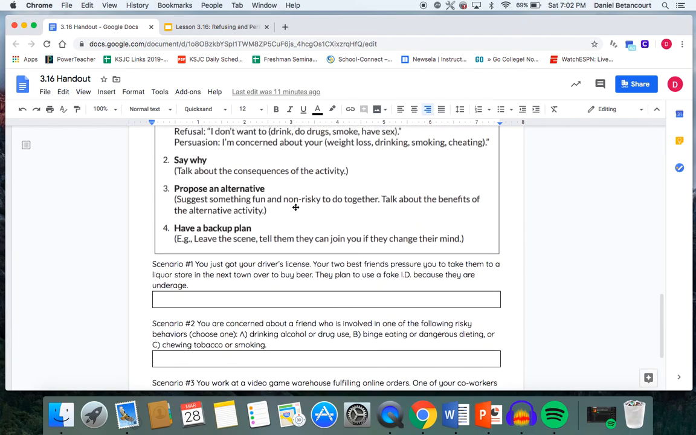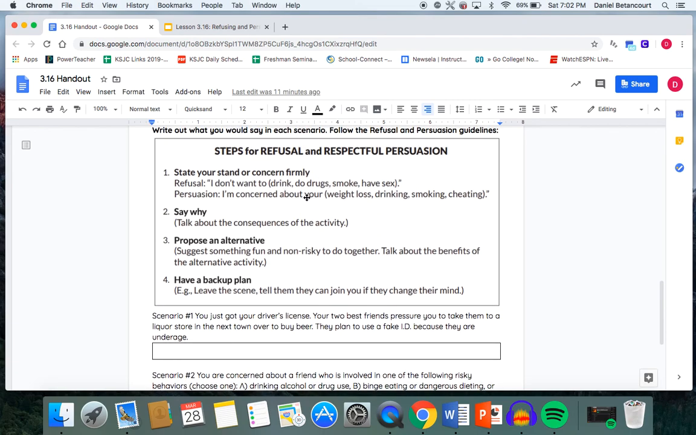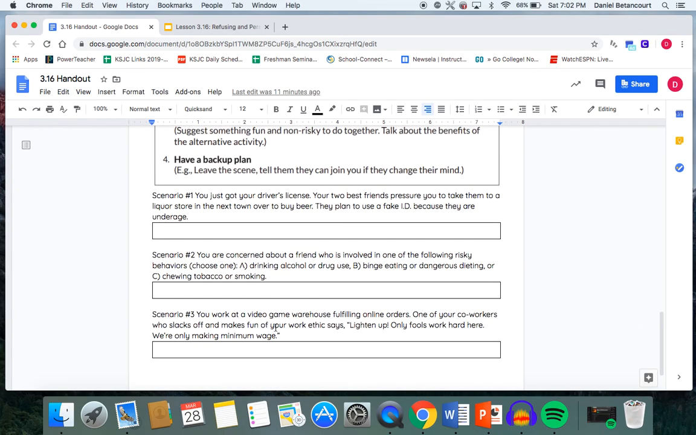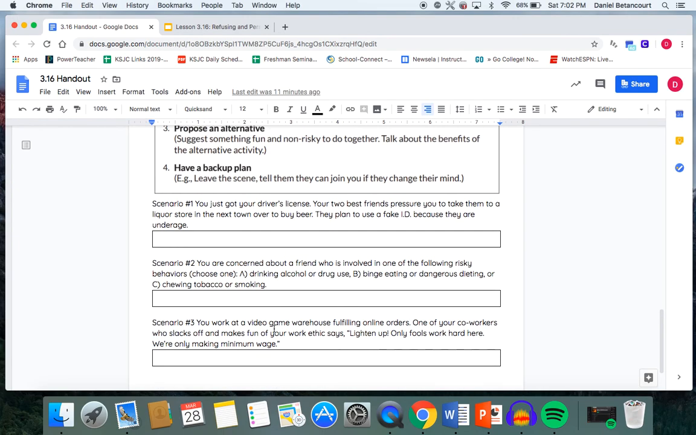So make sure you hit all 4 of those: refusal and persuasion guidelines. Make sure you use those terms. Make sure you're clear. We will be reading this. Make sure you put the time and effort, so that way when we go back and grade it, we can make sure that you actually did this correctly.